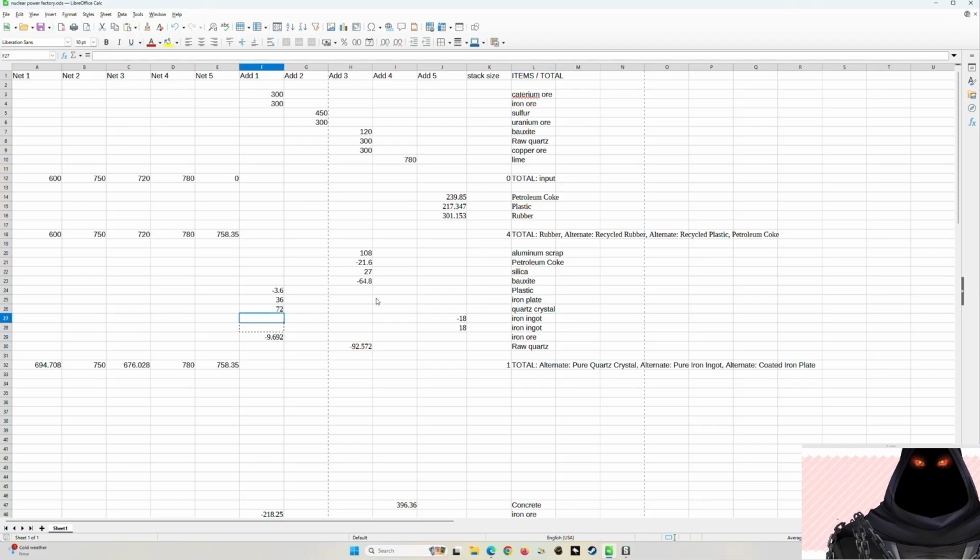Actually, you know what we should do? Probably group things up according to input, so put those together. Iron ore, iron plate, so those are grouped up. What is this? Plastic. Oh, that's this.